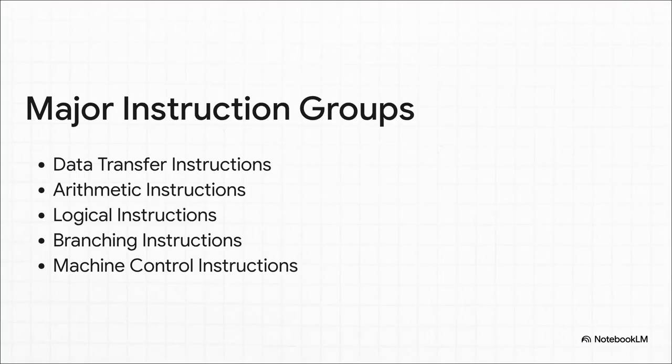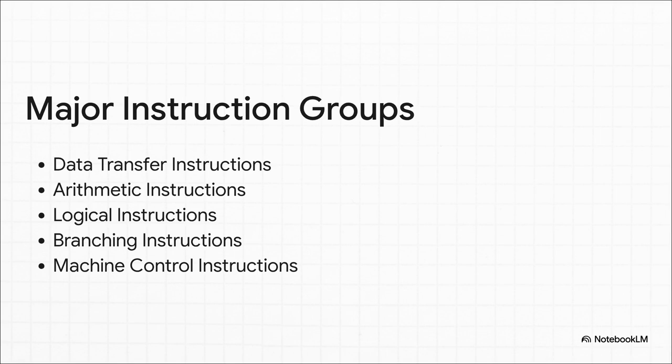So, the 8085's entire vocabulary, its whole set of words, fits into just 5 basic groups. The easiest way to think about them is as verbs, action words. You've got commands for moving data, commands for doing math, some for handling logic and making decisions, others for branching to new places, and finally a few just to control the machine itself.